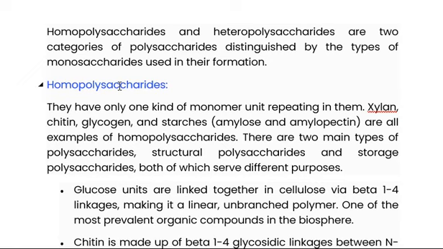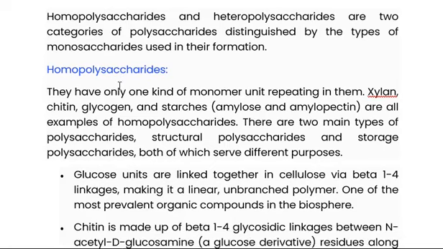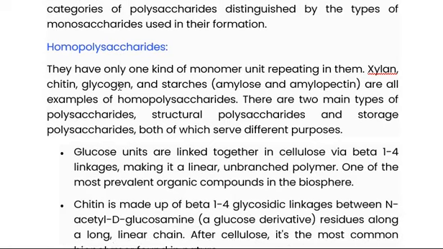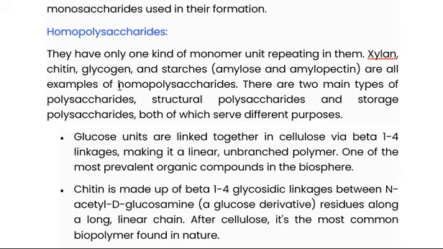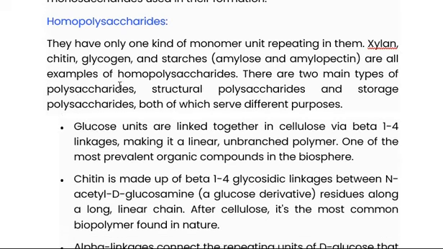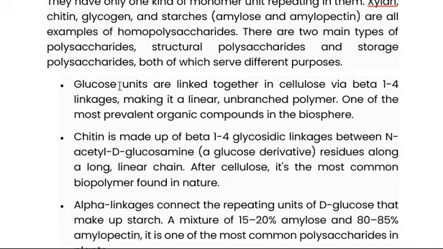There are two main types of polysaccharides: structural polysaccharides and storage polysaccharides, both of which have different purposes. Glucose units are linked together in cellulose via beta-1,4 linkages, making it a linear unbranched polymer, one of the most prevalent organic compounds in the biosphere.